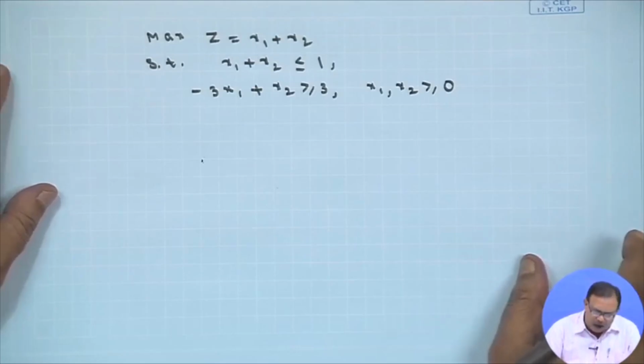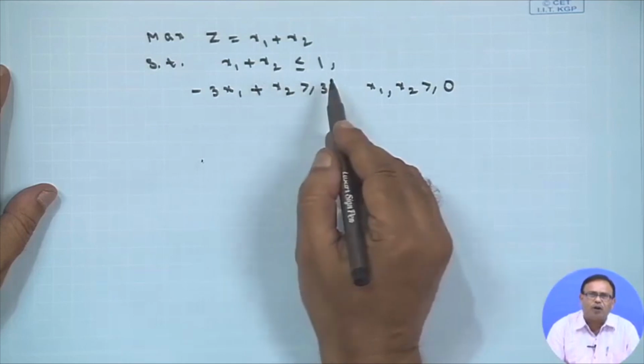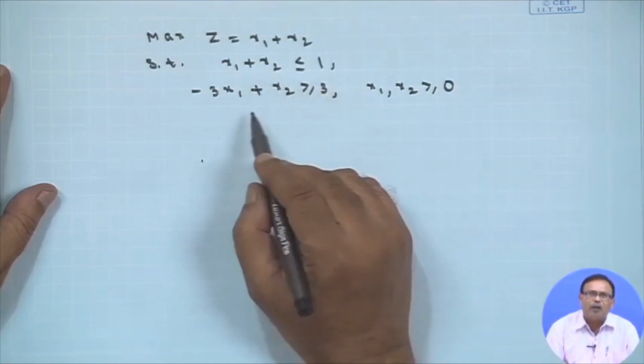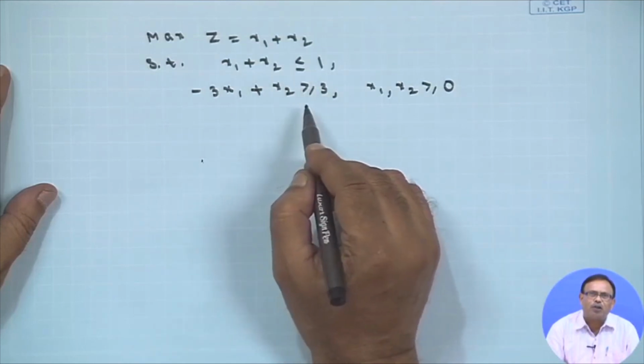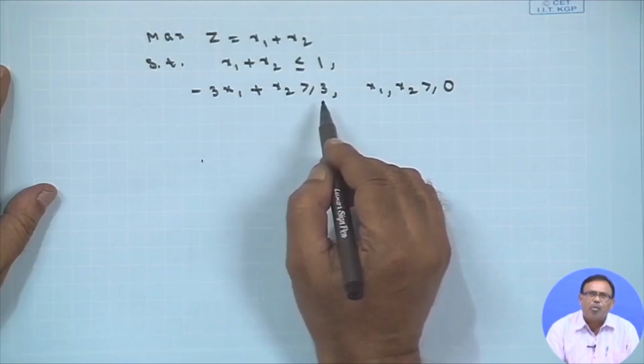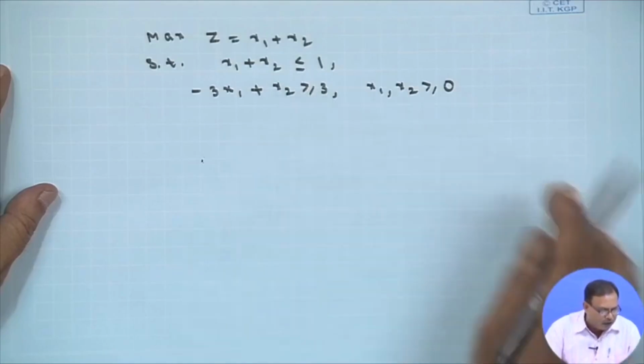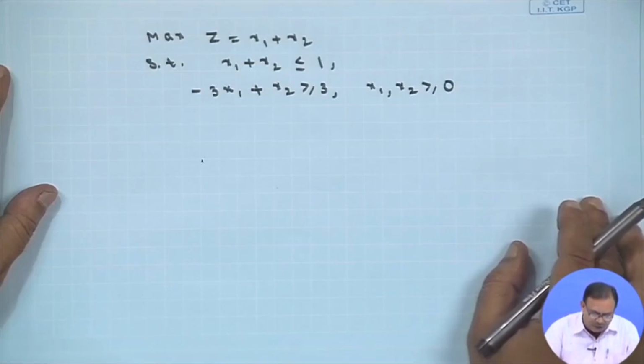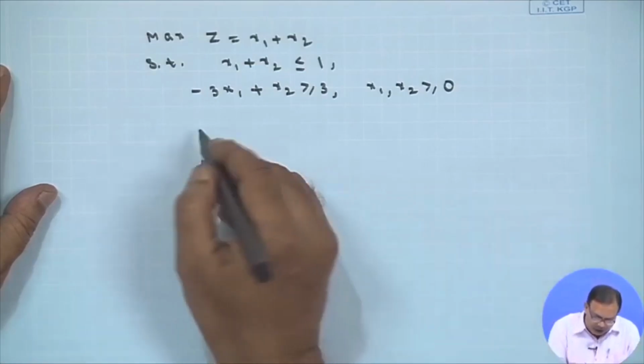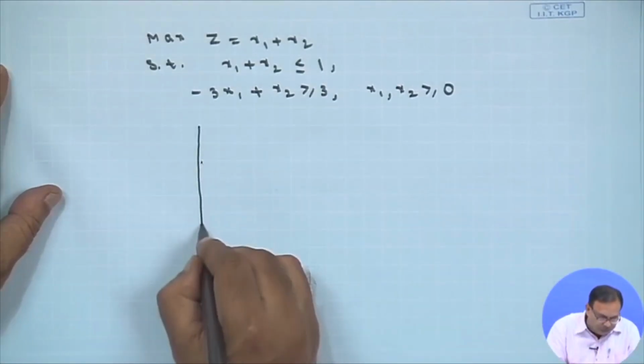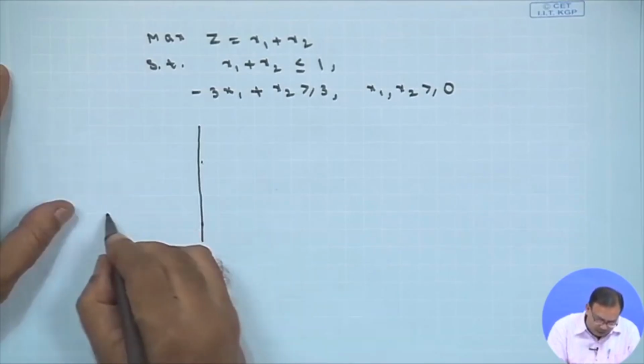So, I am not writing this one. First, you have to write down x1 plus x2 equals 1, and minus 3 x1 plus x2 equals 3, and after that you have to draw the lines. So, I am just directly drawing the curve over here.